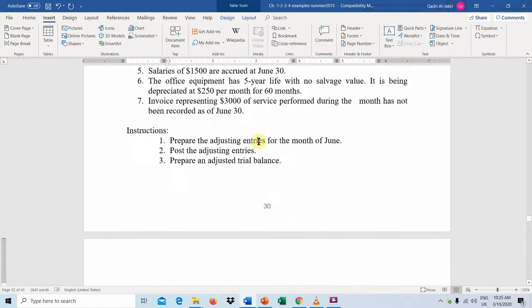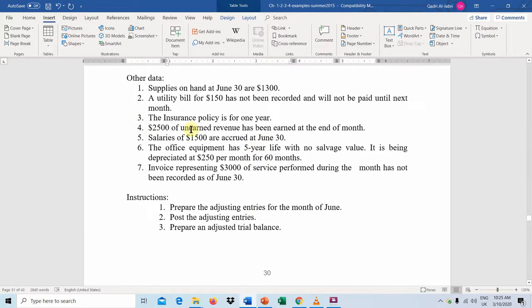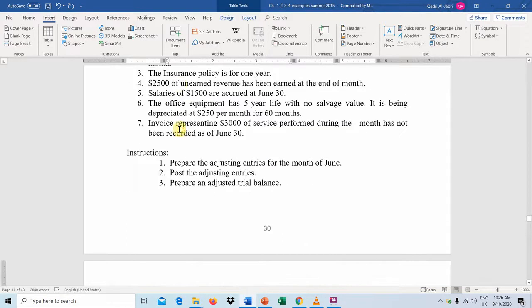Now let's check number 4. It's saying that we have $2,500 of unearned revenue has been earned at the end of the month. This simply means that we have unearned revenue before, and now we are earning $2,500 of this month. So we provided services during the month for an amount of $2,500.